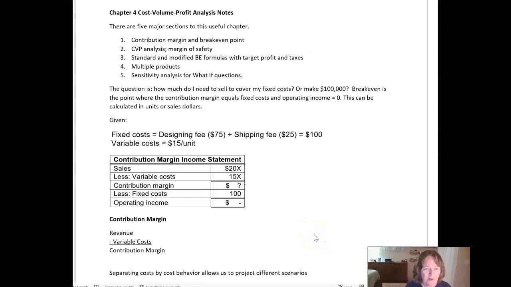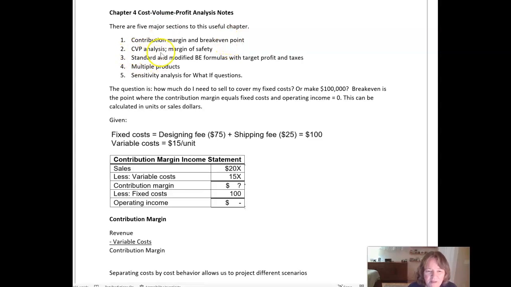Okay, chapter 4, cost volume profit analysis. And these are just some notes to go with the chapter, and everything in the chapter actually comes off this same relationship right here. So there are 5 major sections. First of all, they started out with contribution margin and break even.